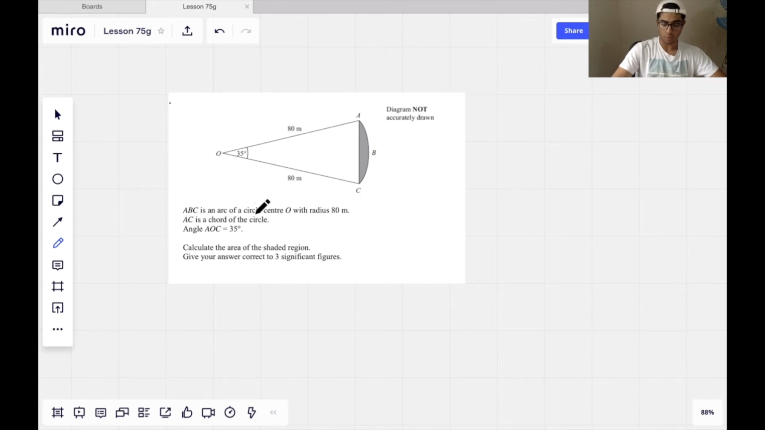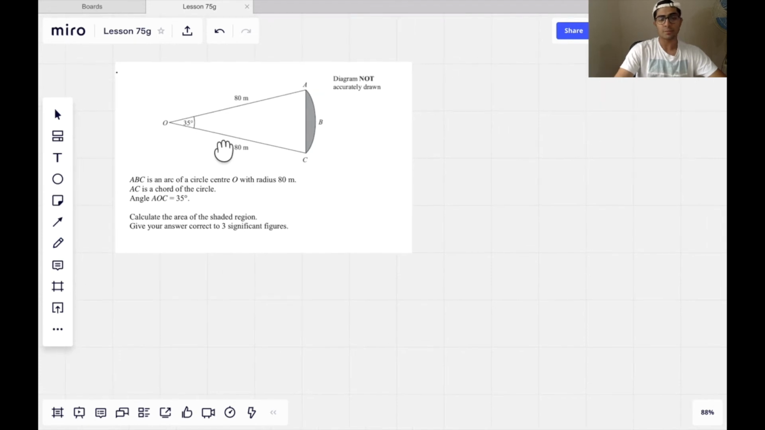So please do go ahead, pause the video, see what might work here. In this case, if you find the area of the whole sector, which is OABC, and then you take away the area of this triangle, OAC, you're left with the shaded area.